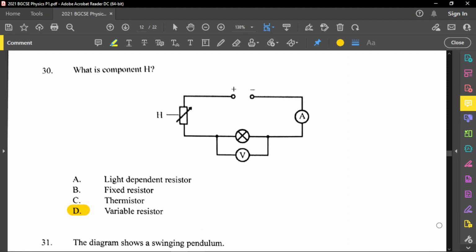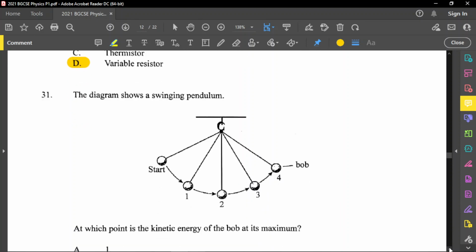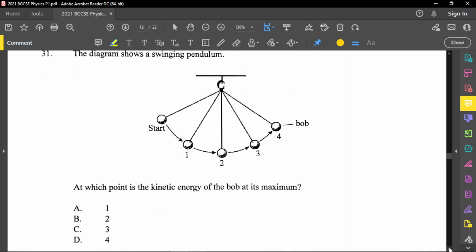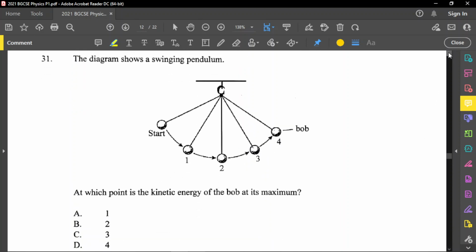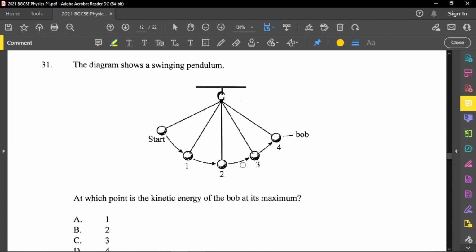All right, so number 31. A diagram shows a swinging pendulum. We have a start right here, and the bob is the round thing that's moving. It starts and goes from point 0 to points 1, 2, 3, 4. At which point is the kinetic energy of the bob at maximum?